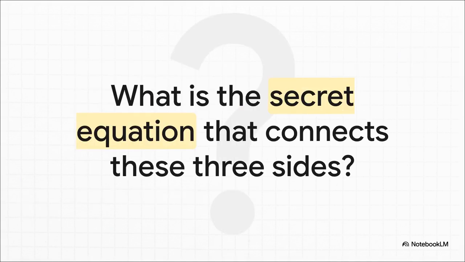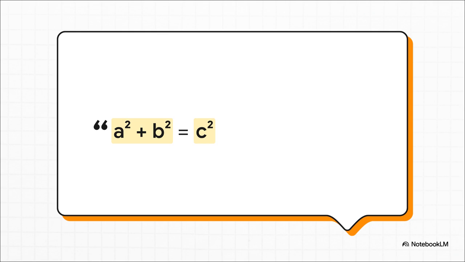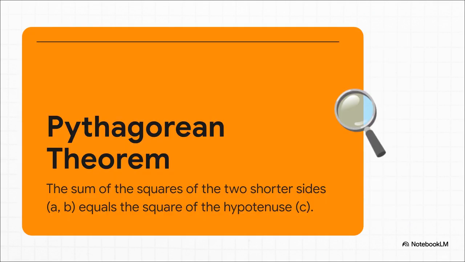So for literally centuries, people knew there was some kind of beautiful, predictable connection between the lengths of these three sides. A secret equation that works for every single right-angled triangle in the entire universe. So what is it? There it is: a squared plus b squared equals c squared. So simple, right? But unbelievably powerful. What does that actually mean?